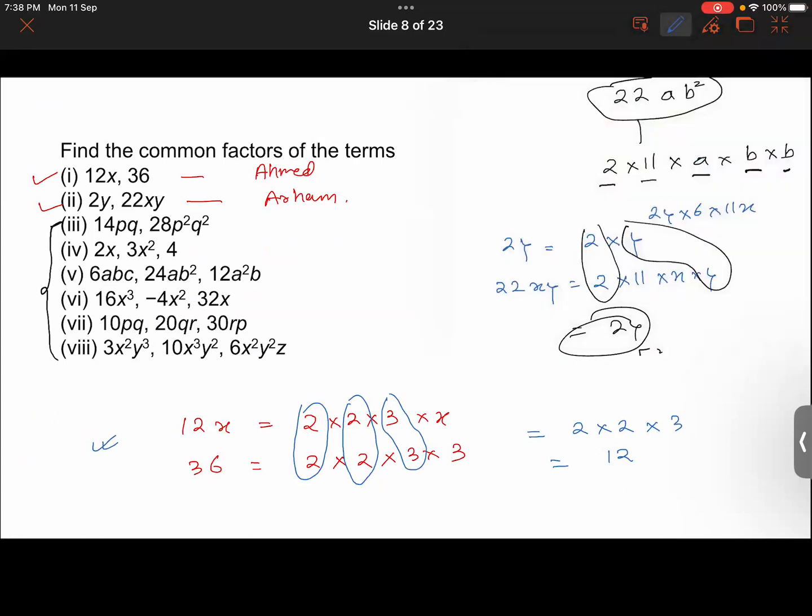No, sir, since I was not present in the class. You were not present in the class. No, sir. Okay, let me give you a brief. So finding factors of natural numbers is very easy. In the same manner, you can find the factors of algebraic expressions also.